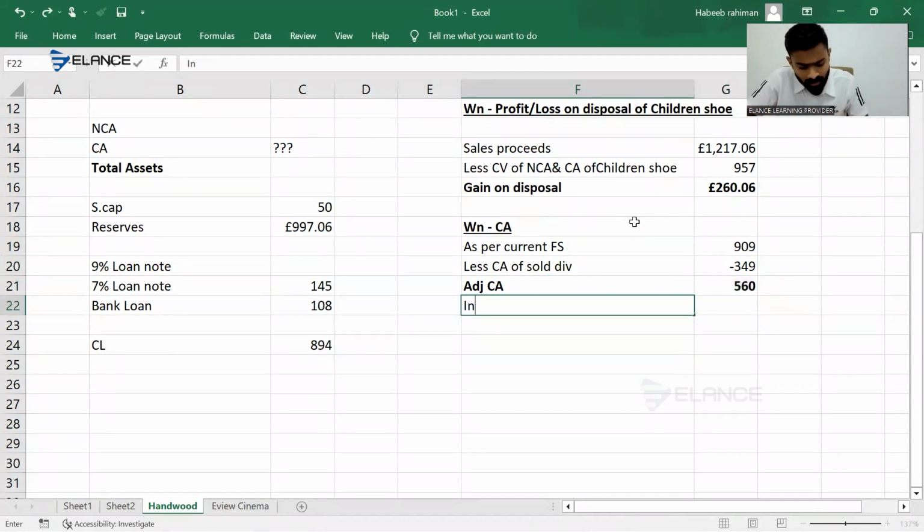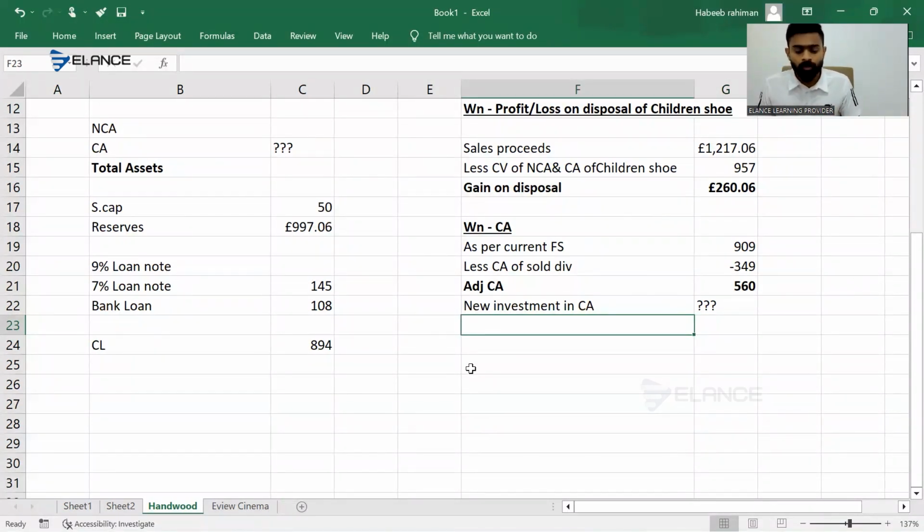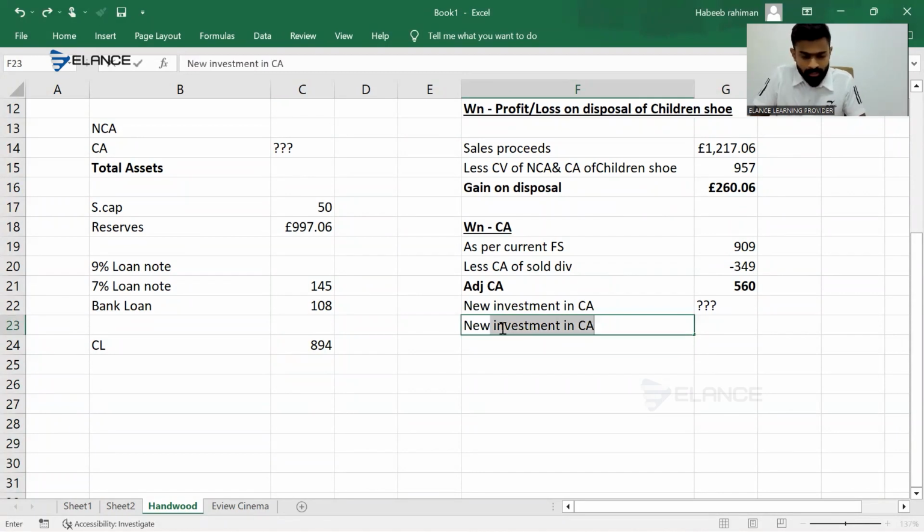But we are making a new investment in current asset. They didn't mention how much it is. Examiner didn't say that. But after investing in current asset, they said the current ratio will be how much? They said 1.1. So using that, we already know the current liability. Now we know the current ratio. We can easily calculate what will be the new current asset after investment. This is the figure we are going to show in the balance sheet.